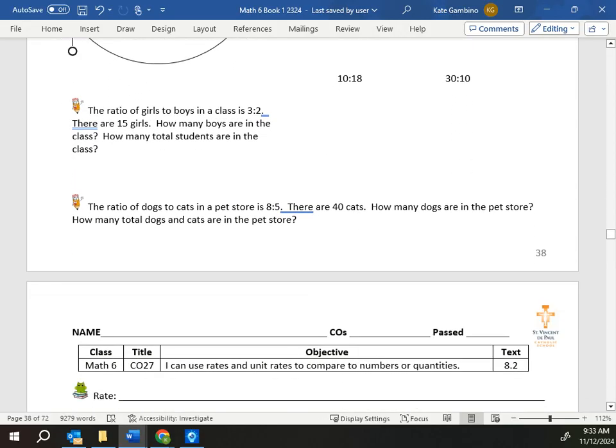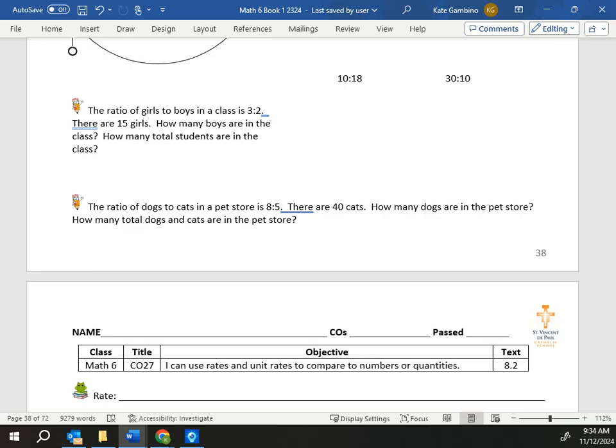Then we have some word problems. The ratio of girls to boys in the class is 3-to-2. There are 15 girls. How many boys are in the class? And how many total students are in the class? There are 2 questions, so you need 2 answers. How many boys? How many total students? Same thing down here. How many dogs are in the pet store? And how many total cats and dogs are in the pet store?